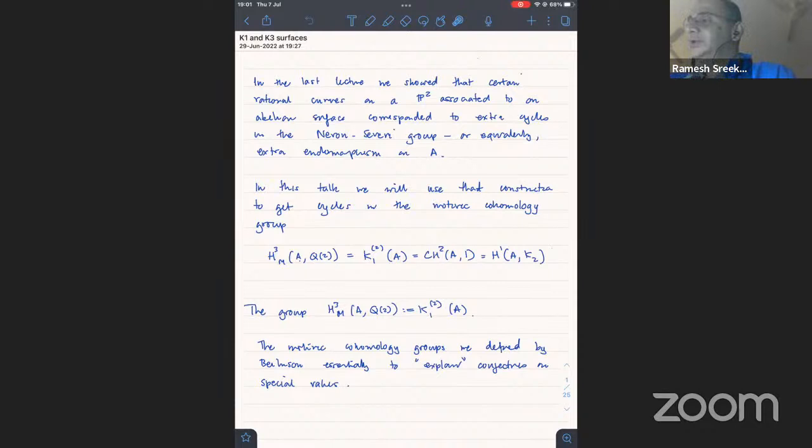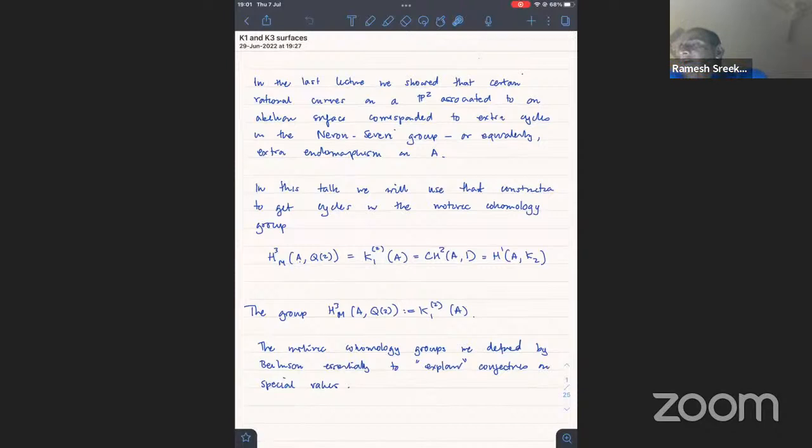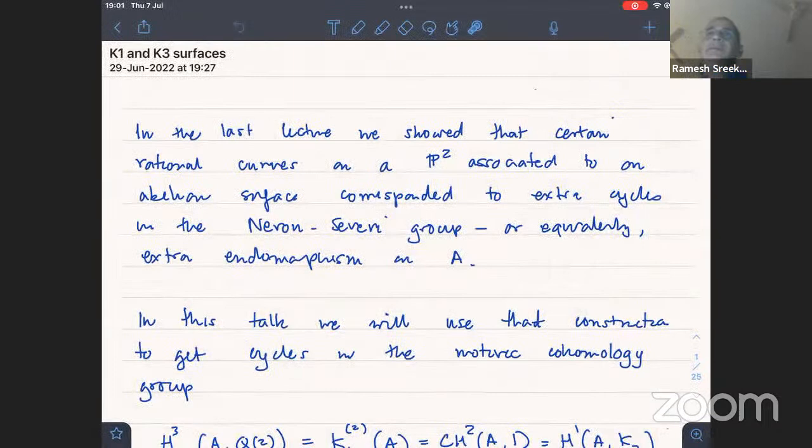So in the last lecture, we showed that certain rational curves on P2 associated to an abelian surface. Professor, can you make it a little bit bigger, zoom in a little bit? I'll put it horizontally. Yeah, better now. Since I'm not writing anyway, okay. Better? Yeah. Sorry.